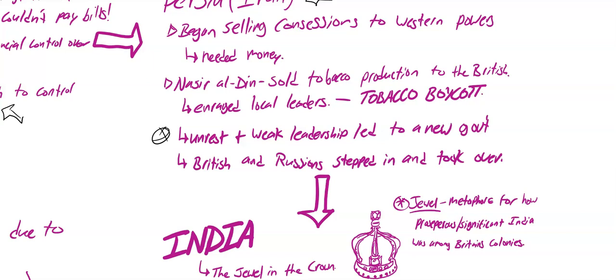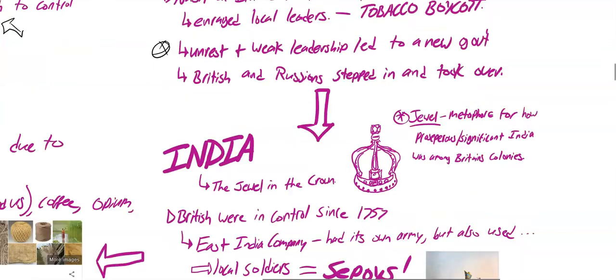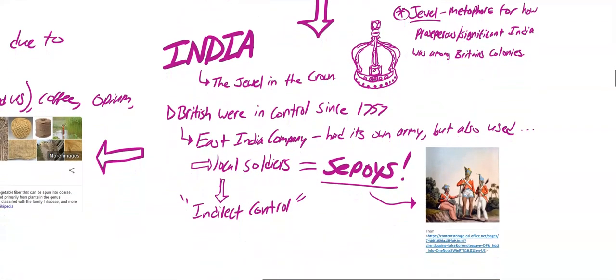So you can see that, just like with the African nations, you start to see nations in the Middle East succumb to European imperialism. So in the next video, we're going to talk about South Asia. We're going to talk a little bit about India. I'll see you then.